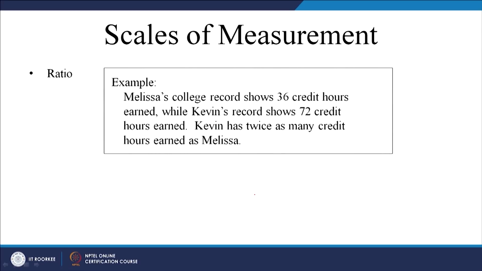Melissa's college record shows 30 credit hours earned, while Kevin's record shows 72 credit hours earned, right. So, we can clearly say that this fellow's credits are more than double this fellow's credit hours, right. So, this ratio is important in this case.